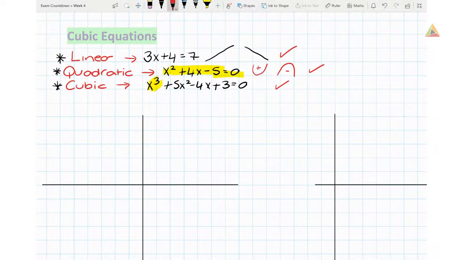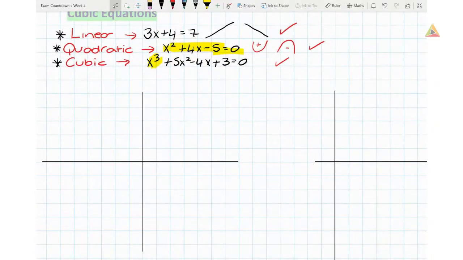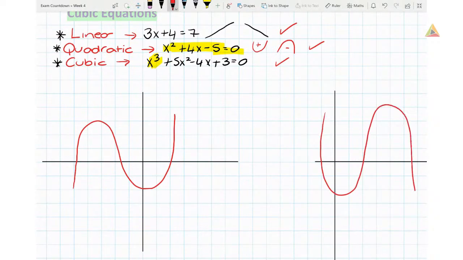To start with, what does a cubic equation look like if we were to graph it on graph paper? I'm just going to draw a rough sketch here. First of all, one cubic equation might look something like that. It's basically just like an S on its side. And another cubic equation, a different type of cubic equation, might look like that. Again, it's an S on its side, but it's kind of inverted as well.